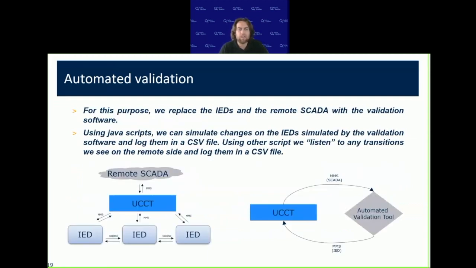So as I said, we are replacing the IEDs with that validation tool as well as the remote SCADA. Now, in order to do the complete loop, we validate the IEDs with that validation tool in terms of MMS, but also GOOSE. But as we're talking about the validation of the station, we're using different scripts in order to produce transitions of signals inside the IEDs and validating, as we listen on the remote SCADA side, that every transition that we produce at the IED level, we also receive.